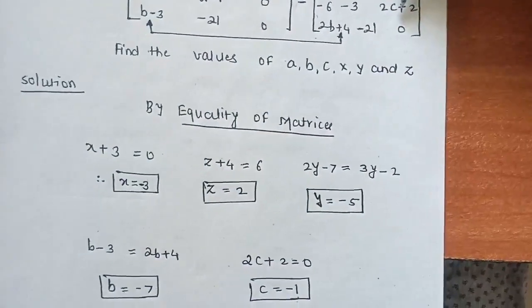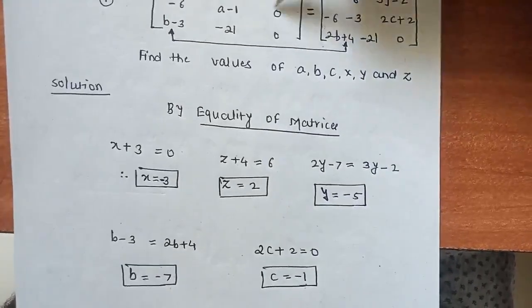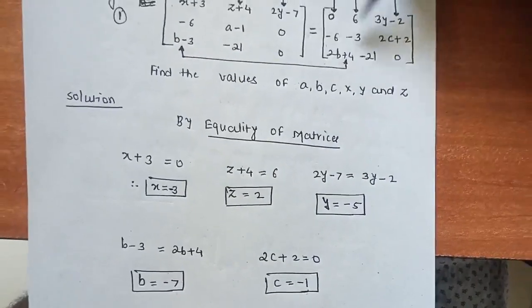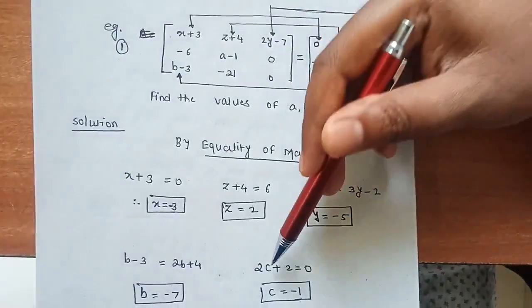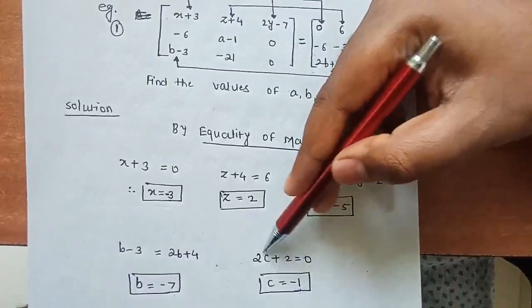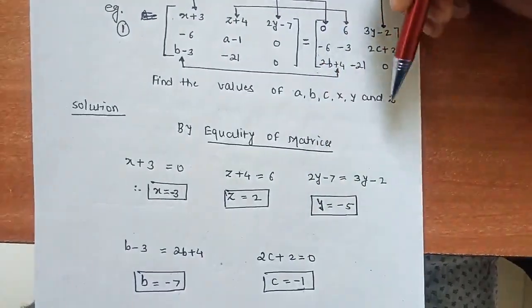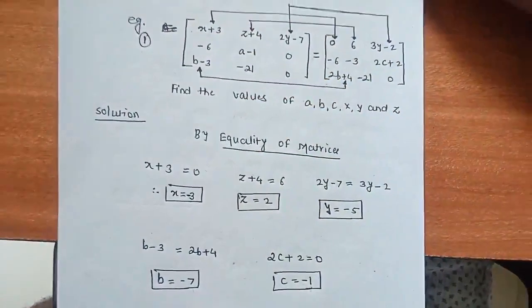Next is to find the c value, the position of 0 and position of 2c plus 2. These two elements have the same positions respectively in the respective matrices. So 2c plus 2 is equal to 0, I can say, and easily I can just take this 2 here. It will become 2c is equal to minus 2, and then divide by 2, and then you will get c is equal to minus 1. So this is a subtopic.